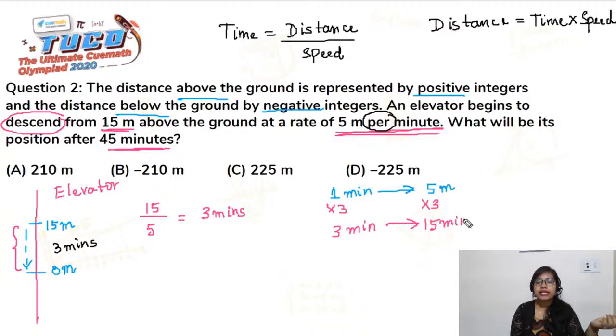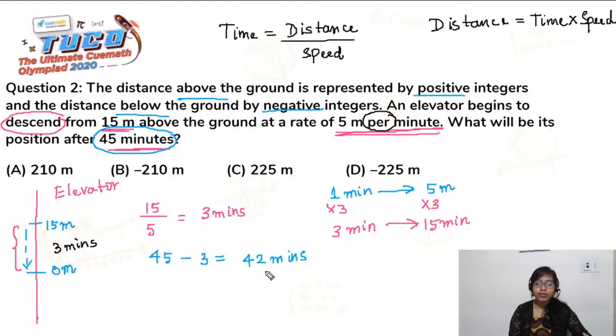Out of these 45 minutes, the elevator has already started operating from 15 meters. So out of these 45 minutes, 3 minutes has already been taken for the elevator to reach the 0 meters, right? So out of this 45 minutes, already 3 minutes has been taken away. So what's the remaining time? We have only 42 minutes.